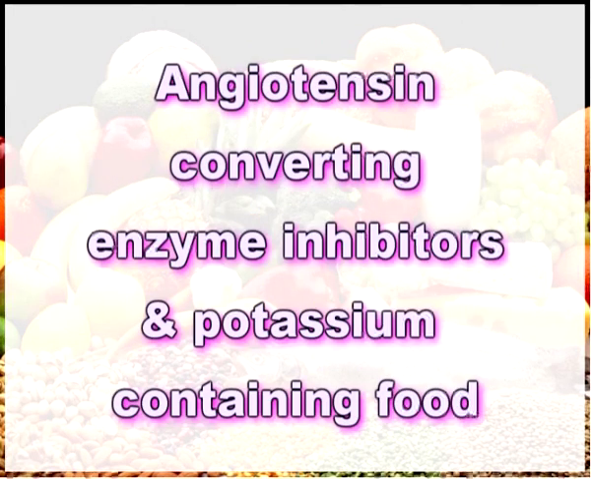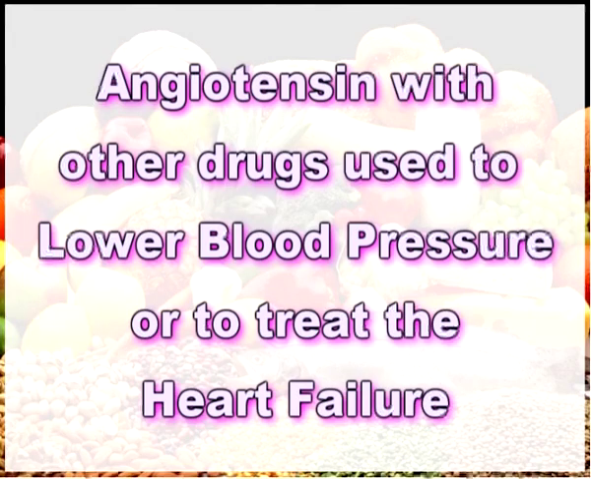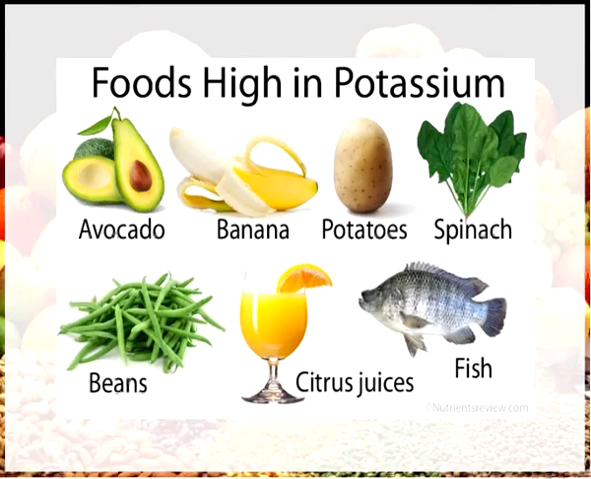Now, we will discuss the interaction of angiotensin converting enzyme inhibitors and potassium containing food. Angiotensin converting enzyme inhibitors, or ACE inhibitors, alone or in combination with other drugs, are used to lower blood pressure or to treat heart failure. ACE inhibitors can increase the amount of potassium in blood. High potassium level can cause an irregular heartbeat and heart palpitation. Foods with high potassium content include banana, orange, green leafy vegetables and salt substitutes.